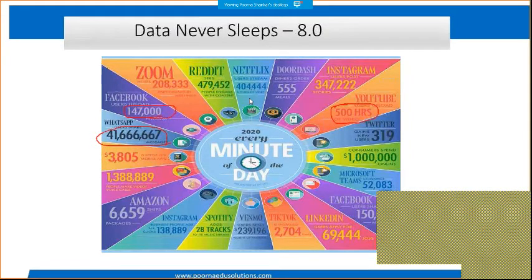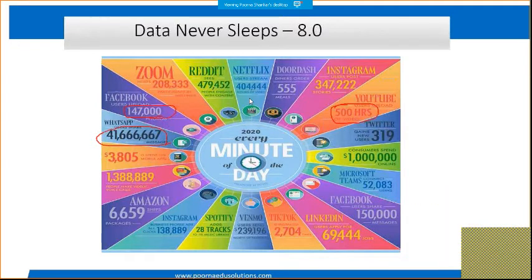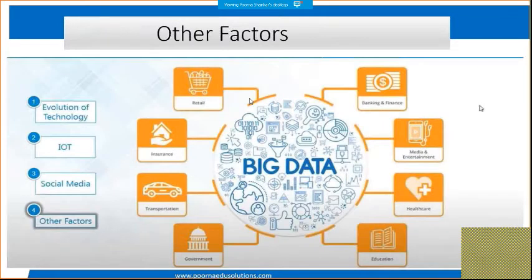So these are the major contributors. Like Spotify, 28 audio tracks are being downloaded every minute. And Netflix, again you can see, more than 4 lakh users are streaming live on Netflix. And we have seen Instagram statistics. So these are the major contributors who are increasing the data. First is IoT, second is social media. The other factors are industries, whether it is banking or finance or media, education, healthcare, government, transportation, insurance, and retail. Some of the case studies we will see.